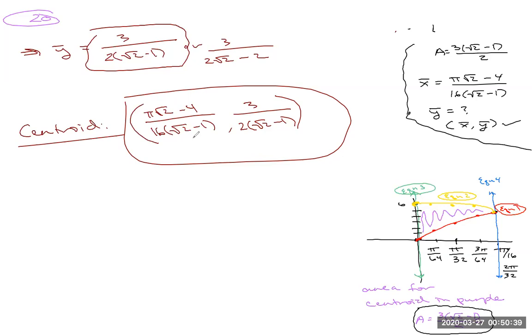So, it's 4 divided by 16. 3, 2 minus 1. So for x bar, we get about 0.07. 3 divided by 2 times root 2 minus 1. Okay, so that comes out to about 3.62.